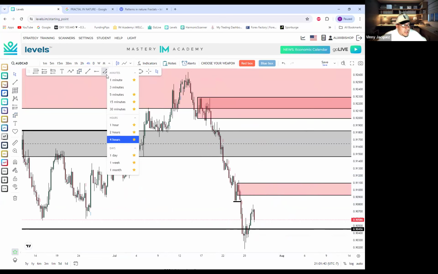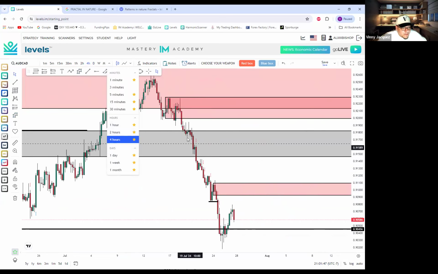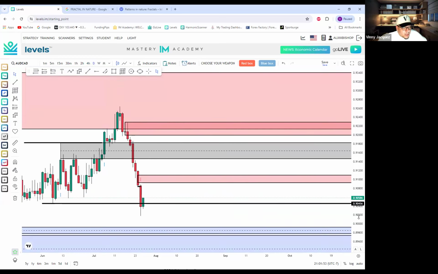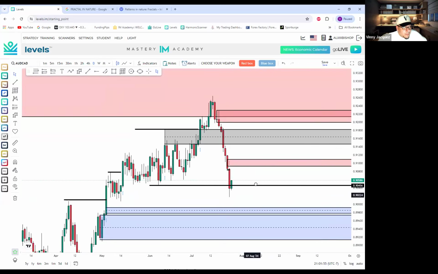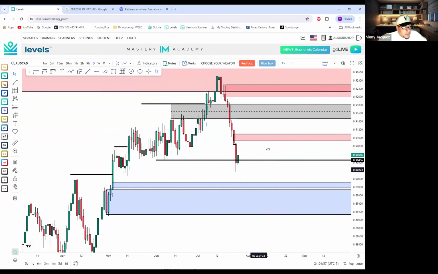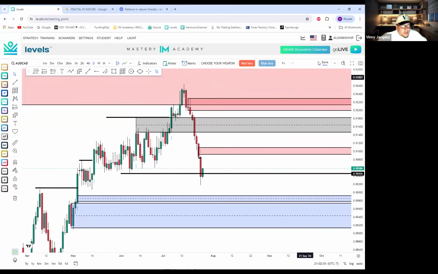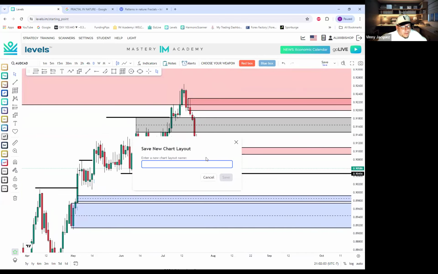I wish levels had the 8-hour time frame. The 8-hour would probably get rid of most of these. But I'm really liking this daily structure. This daily structure is pretty lit. I'm liking that. That's nice. I'm going to actually save this because this is pretty clean. AUD CAD.